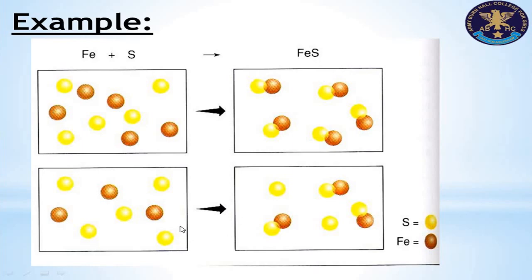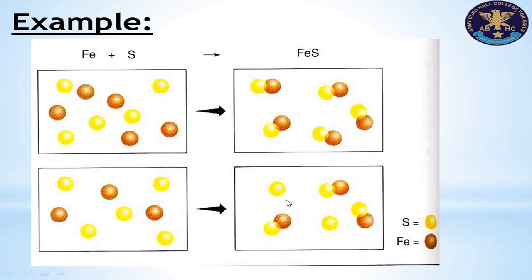Now focus on the second part of this figure. In this box we have 3 atoms of iron and 5 atoms of sulfur. Upon reaction with each other, we will get 3 moles of iron sulfide, and we are left with 2 sulfur atoms. These sulfur atoms are in excess amount, so the sulfur will act as the excess reactant, while the iron is consumed earlier as compared to the sulfur.